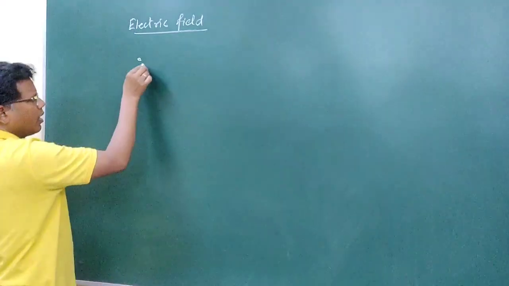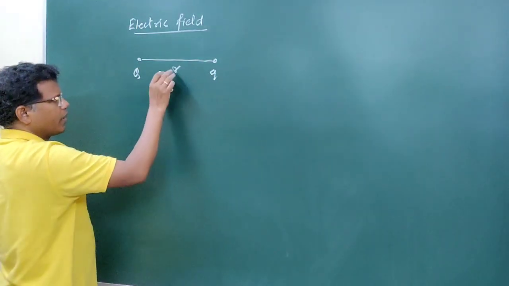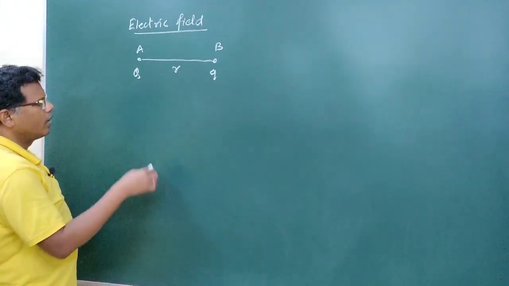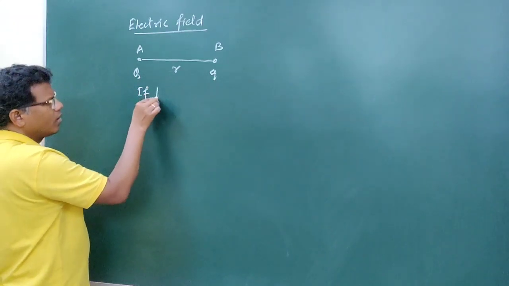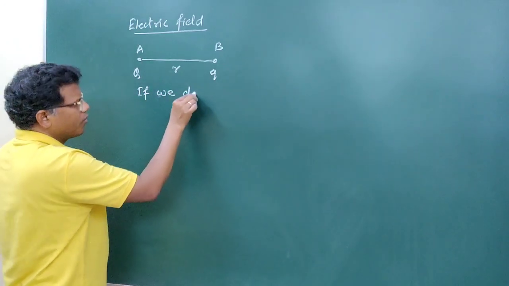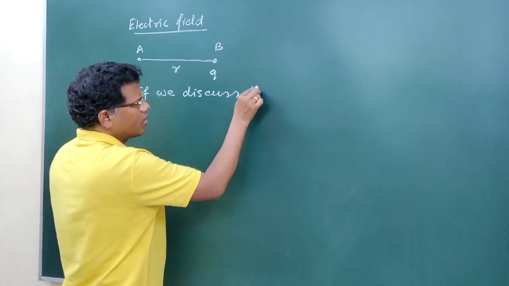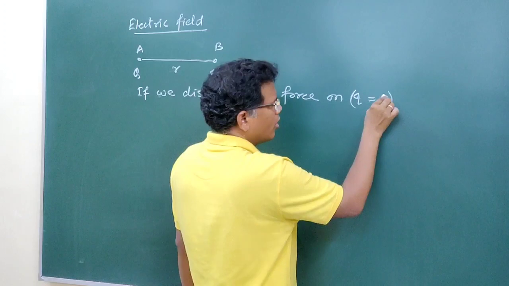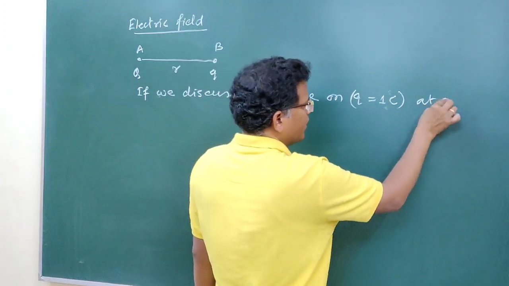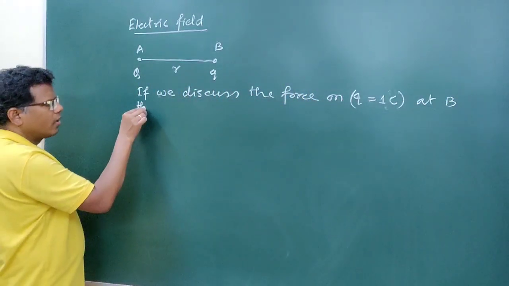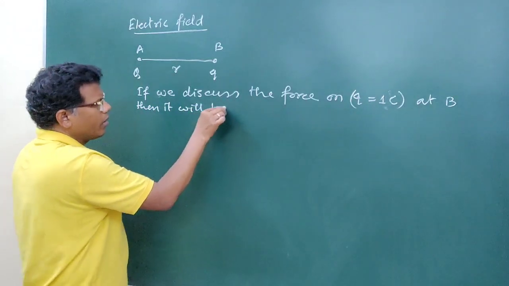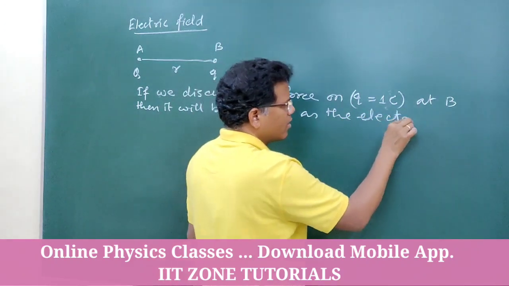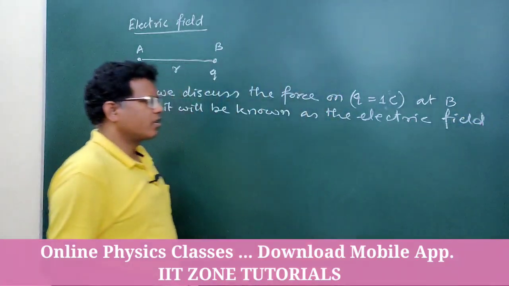See, as we discussed about the electrostatic force between two point charged particles separated by a distance r, if the positions are identified by A and B, then if we discuss the force on small q equal to 1, if it is taken as unit charge, 1 coulomb charge at B, then it will be known as the electric field strength.